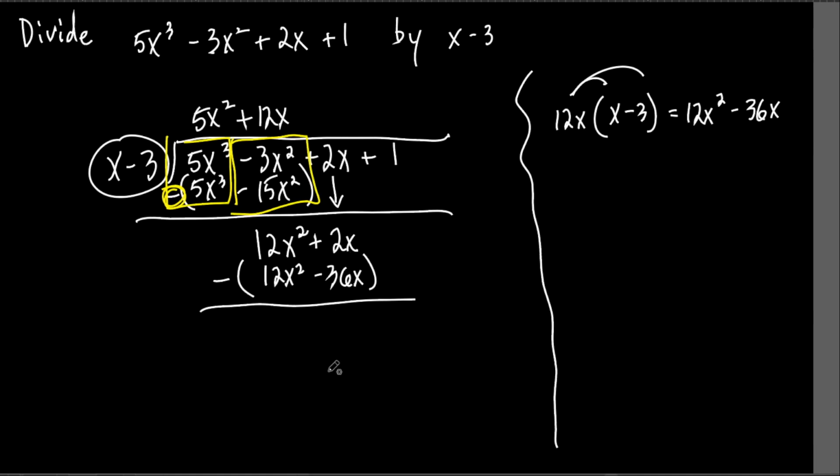So let's do this. Let's subtract. 12x squared minus 12x squared, what happens to that? It's 0. So really all we're doing is this. 2x minus a negative. What's minus a negative? It's plus. So what's 2 plus 36x? 38x, right? It's 2 minus negative 36. Add a line, change the sign, or add the opposite. That's 38. And it's got an x, so we stick the x there.